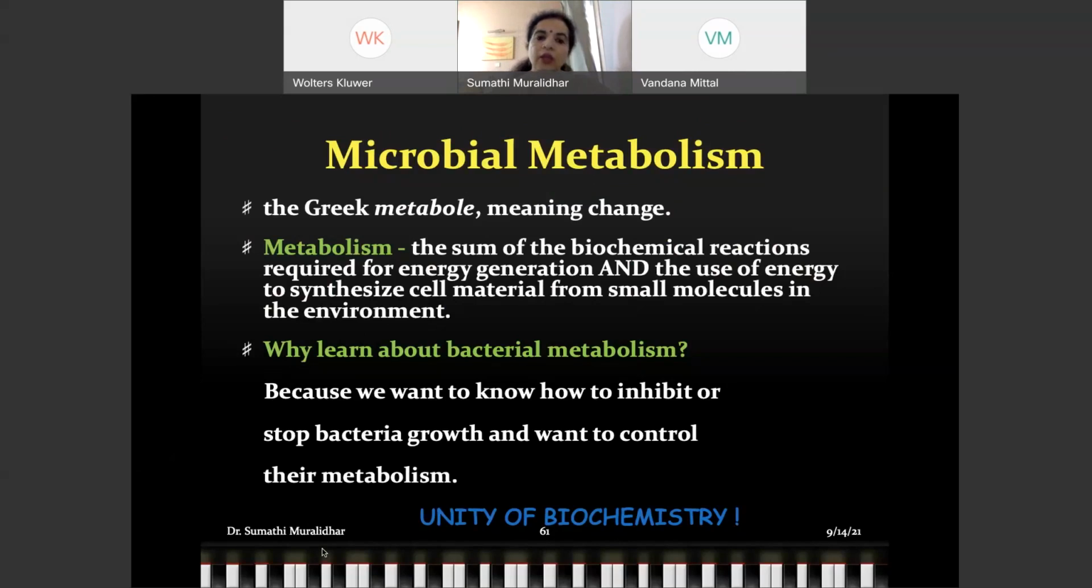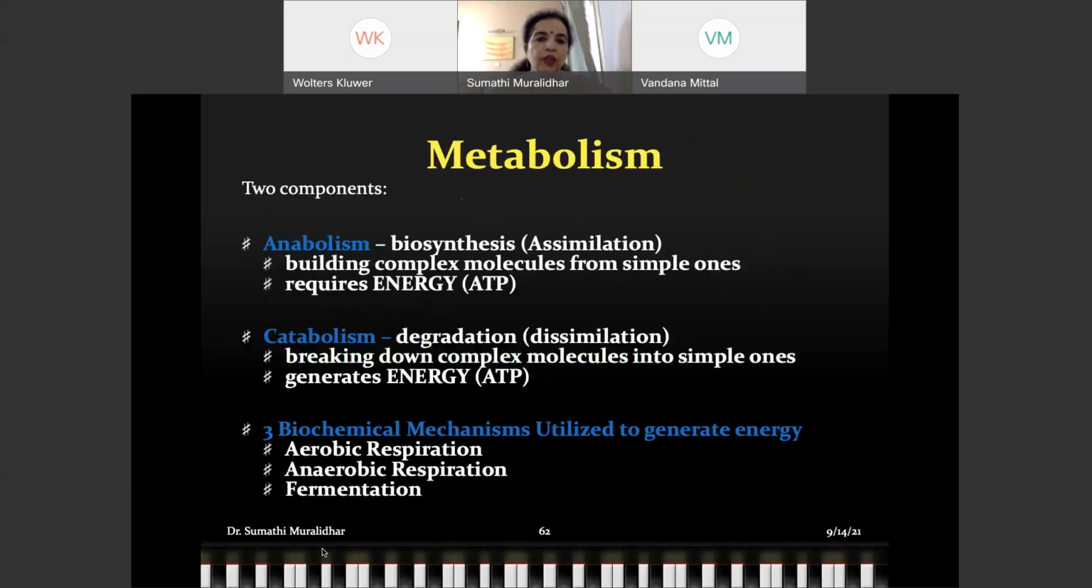If we understand bacterial metabolism, it helps us to understand human metabolism also, because when you go to the molecular level, it's the same, whether it's human or bacterial. So metabolism can be of two types, anabolism and catabolism. As you must have learned in your physiology classes, anabolism is building up. So this requires energy. And catabolism is breaking down. This again requires energy. So how is the energy coming?